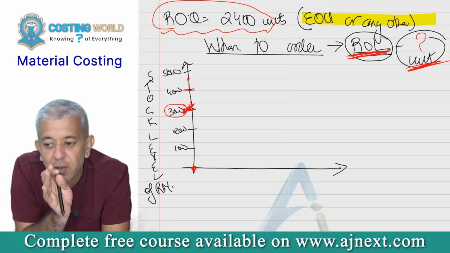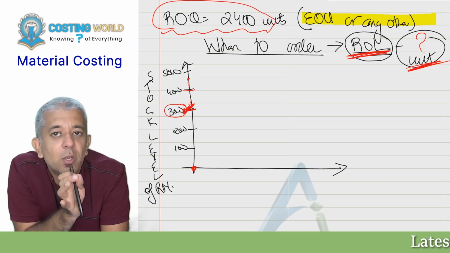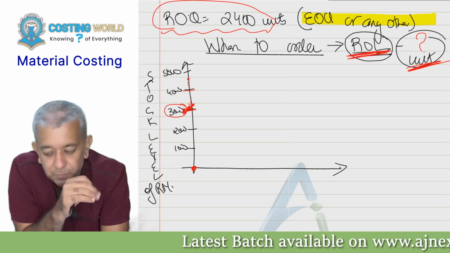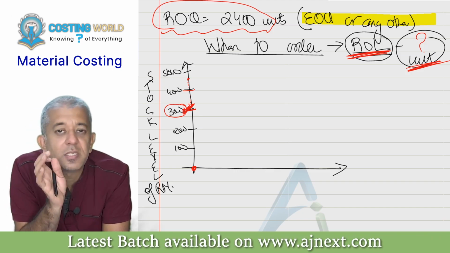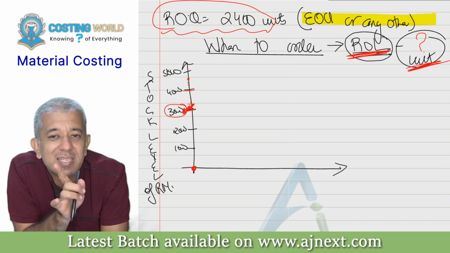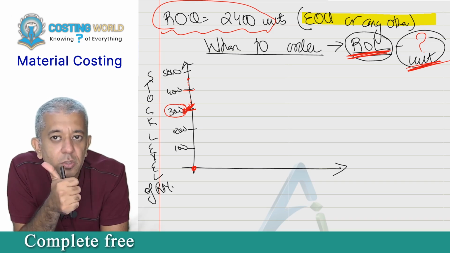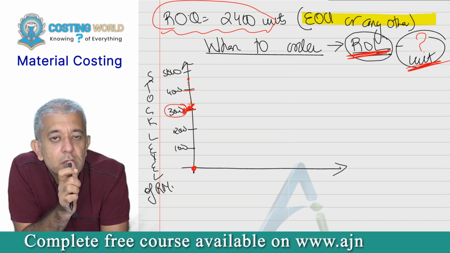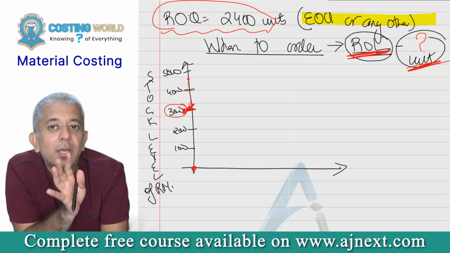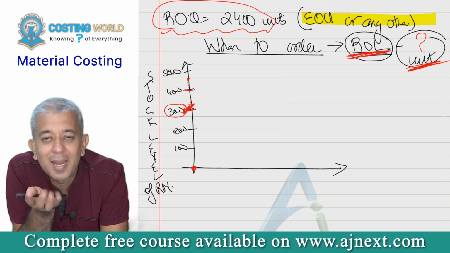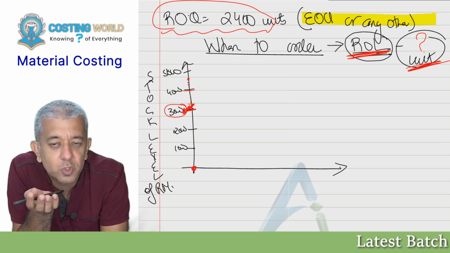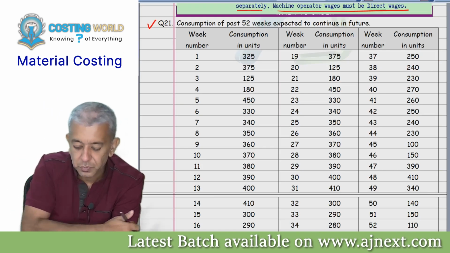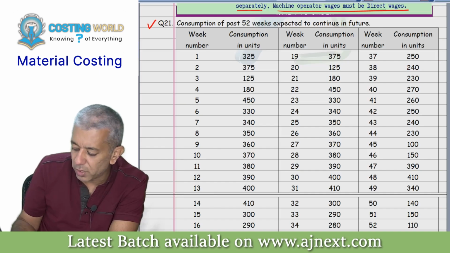So I want to fix my reorder level in such a way that the situation of stock out is eliminated. Is this language understood? Yes, sir. So stock out should not happen in my factory. How bad it is that you do not have stock of materials to produce. Listen. Let's start with question number 21.